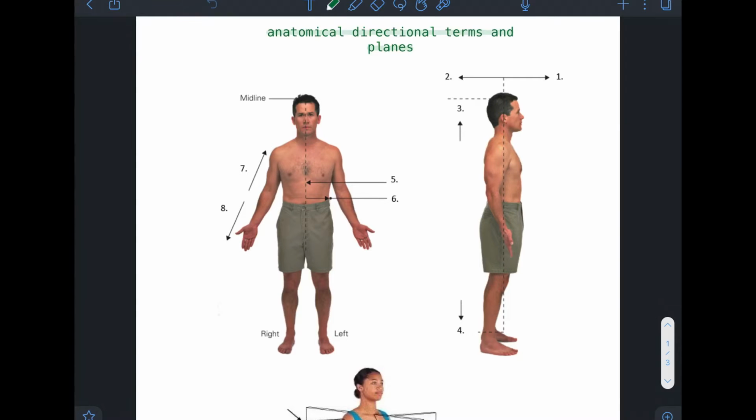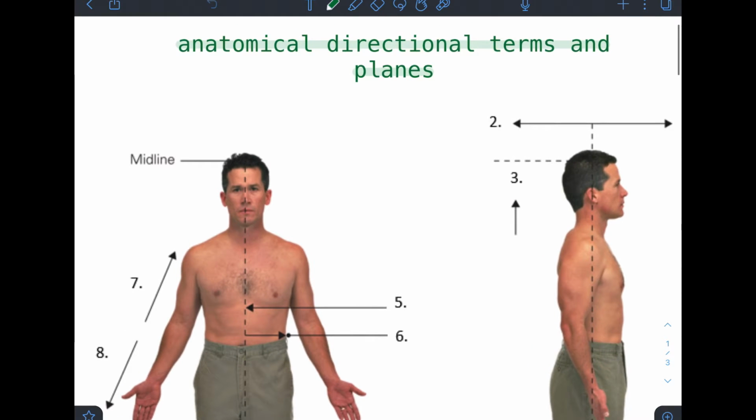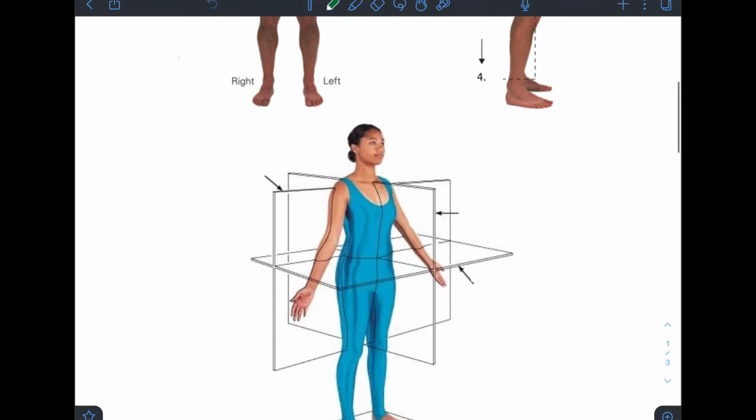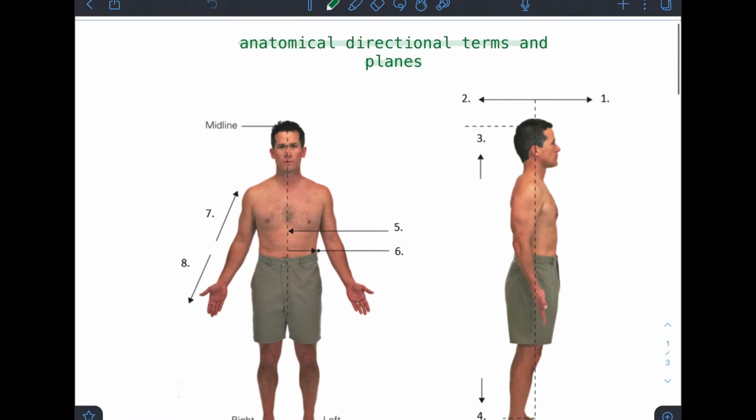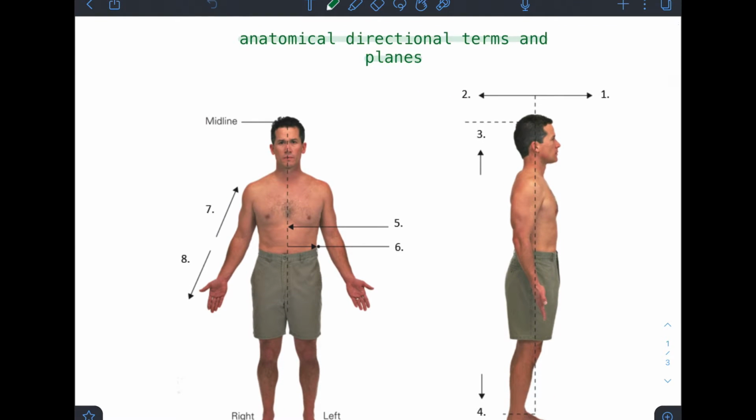Everyone, and welcome back to another video. Today we're going to be talking about anatomical directional terms and planes. So we're going to get right into it by looking at a couple of pictures that we have here today to help us understand the different anatomical directional terms and the planes that the body can be divided into.